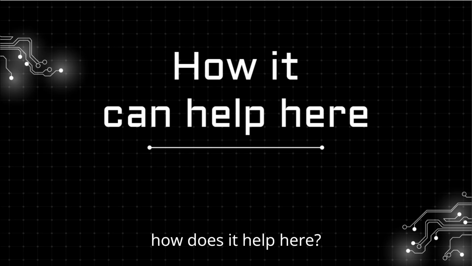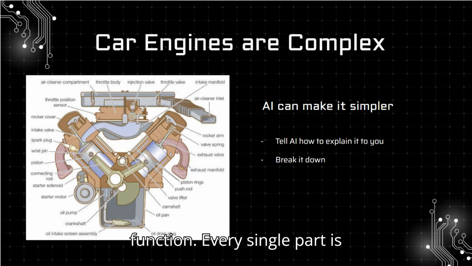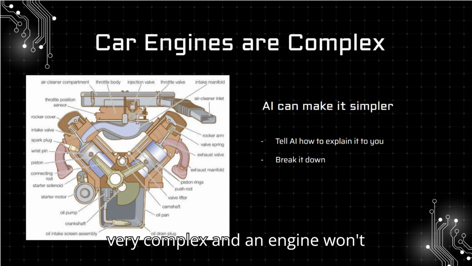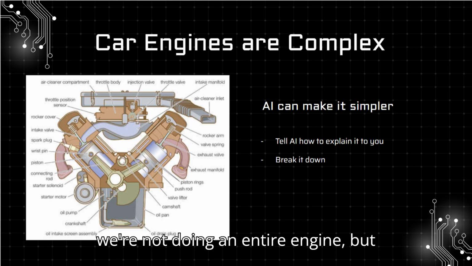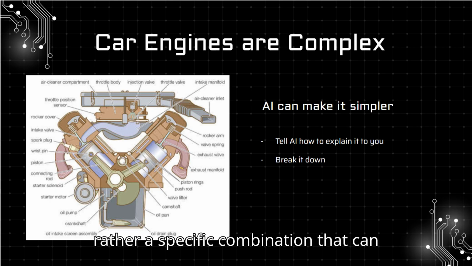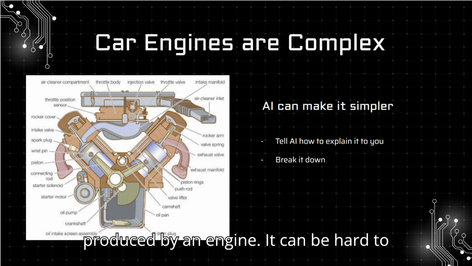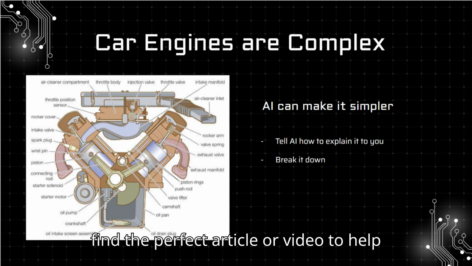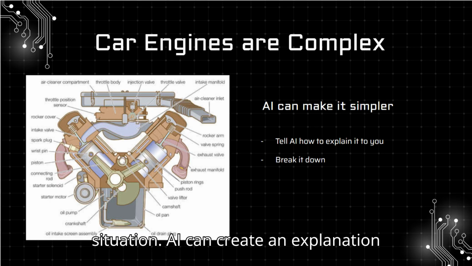Now, how does it help here? Our engines are complex arrangements of many parts to perform a very specific function. Every single part is very complex, and an engine won't function if one of them is missing. But we're not doing an entire engine, but rather a specific combination that can simulate the mechanical movement that is produced by an engine. It can be hard to find the perfect article or video to help you explain how this works, but that's why using AI is perfect in this situation.